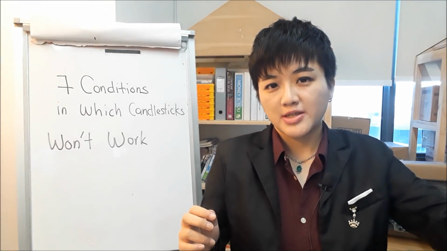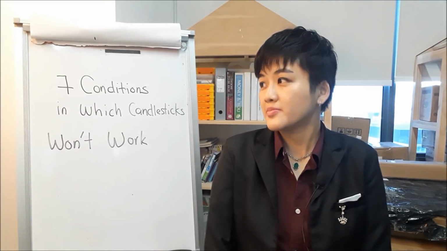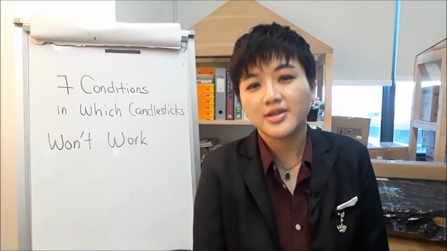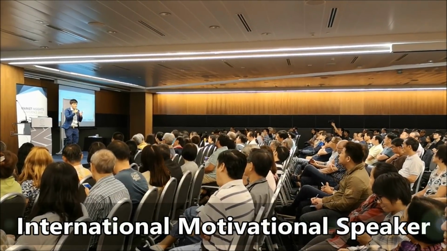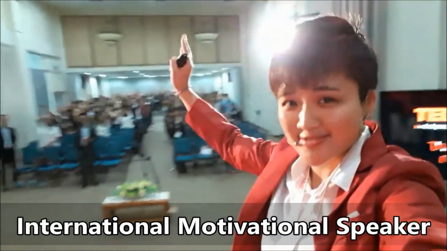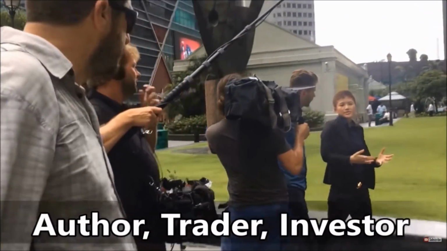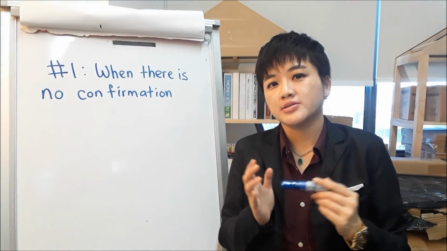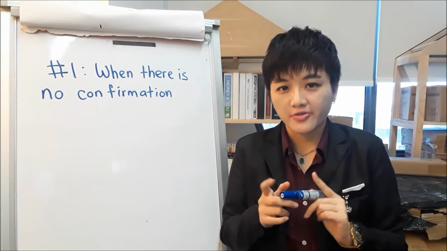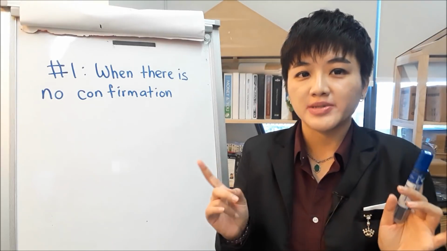So when will candlestick patterns not work? To put it simply, when something is wrong, then it wouldn't work. So the first scenario in which it wouldn't work is when there's not enough confirmation or no confirmation at all.